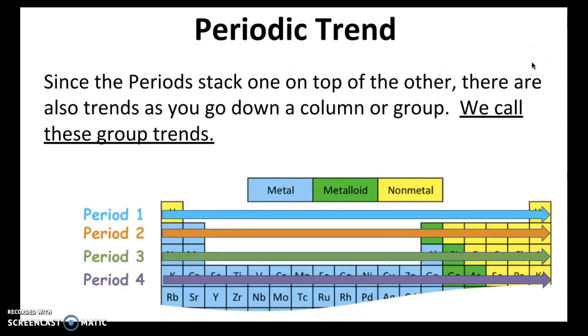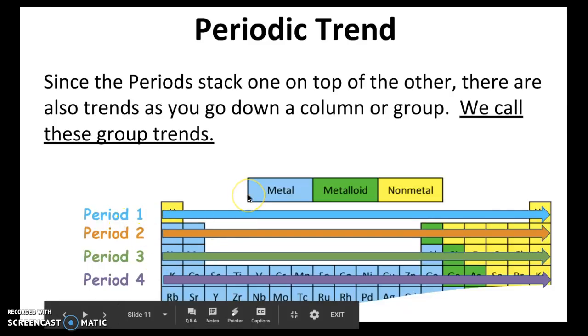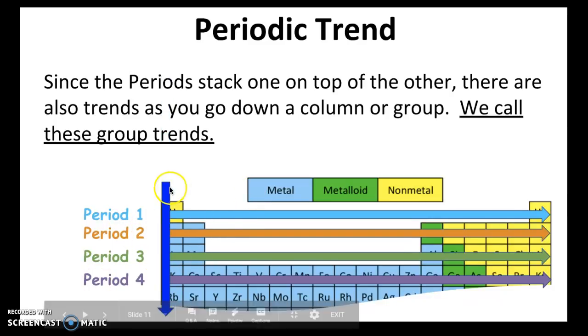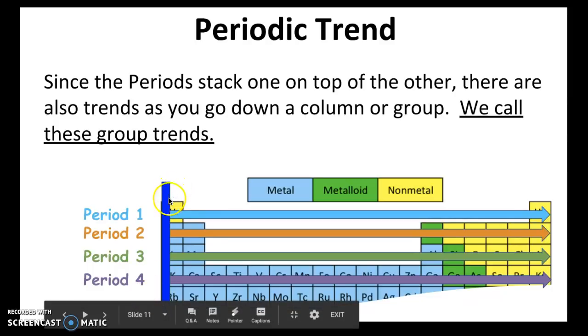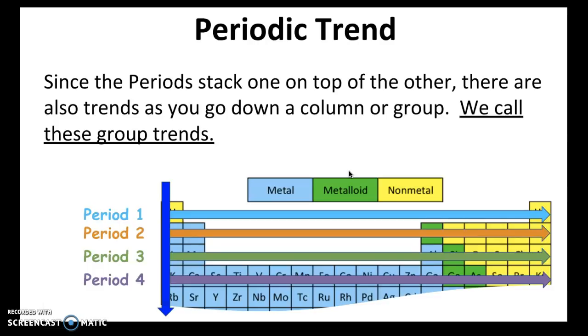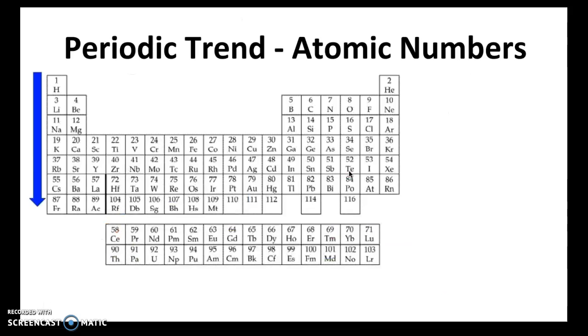Now, in addition to trends that emerge as we go across a period, there are also trends that emerge as we go down a column or group. The reason for this is that you'll notice that the periods are stacked one on top of another. So as we go down a group, there are also trends as well. These are known as group trends. So let's take a look at the group trend for our atomic number.